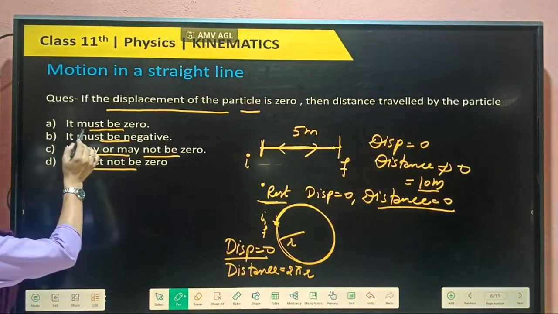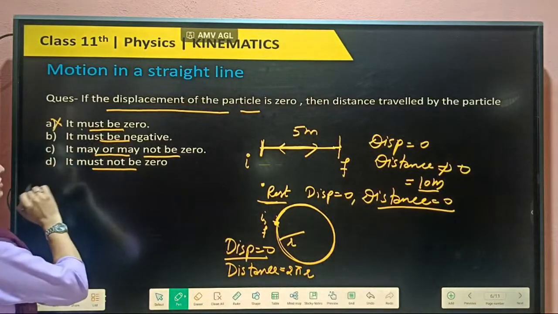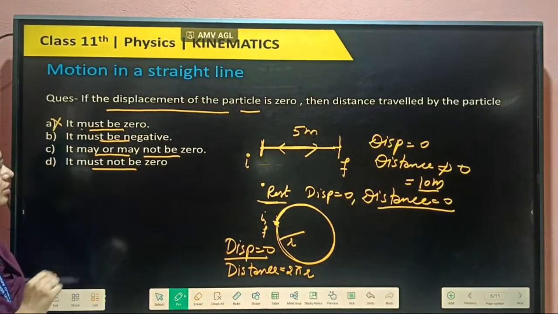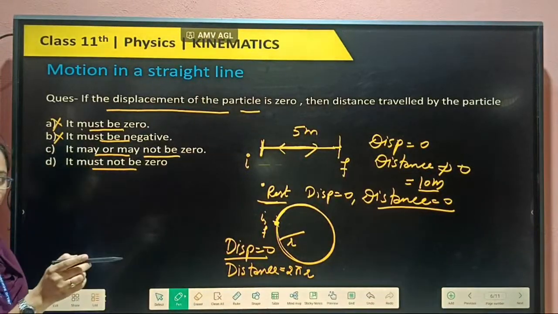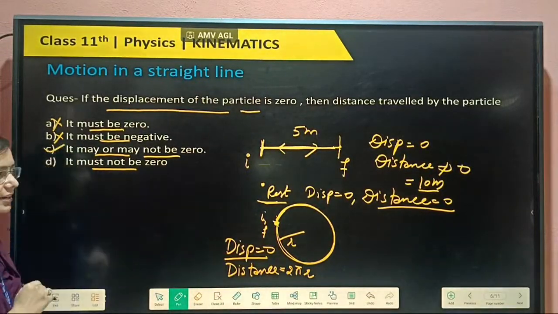So here, must be 0? No, it is a wrong option. If displacement is 0, distance is not equal to 0, it is never negative, it may or may not be 0. This one is our right option.